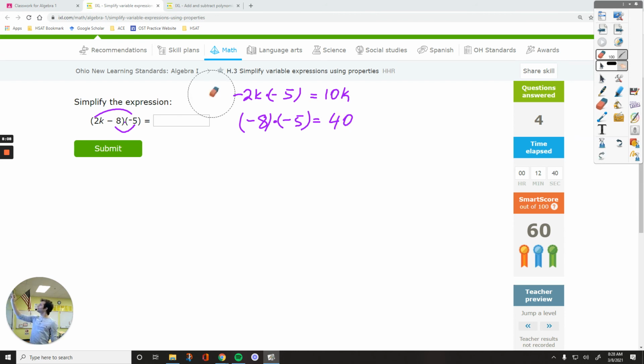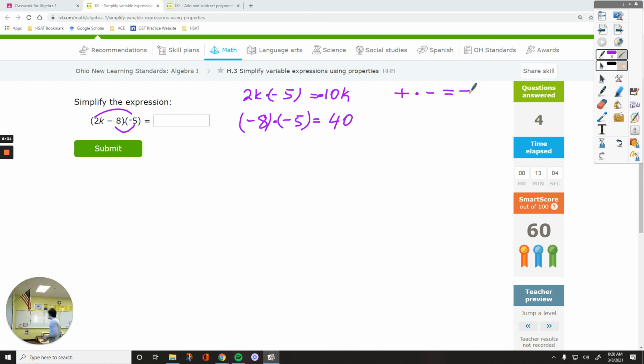I don't know why I keep doing that. But there's no negative in front of 2k. It's just 2k times -5. Positive 2 times -5 is negative. Again, the first number is positive. We are multiplying it by a negative number. When we do that, the answer is going to be negative.